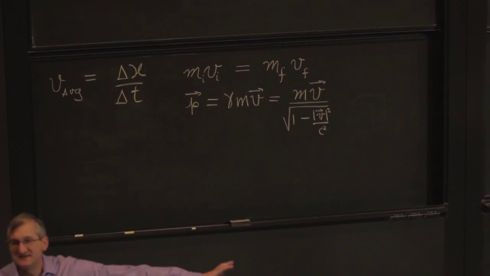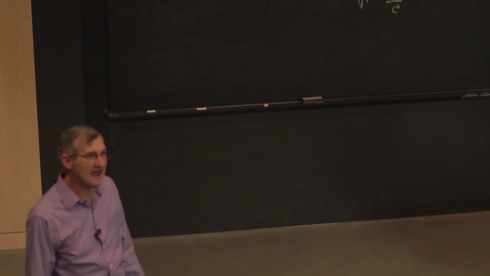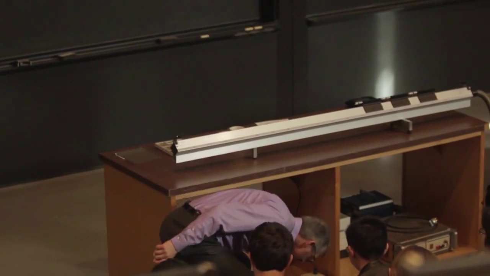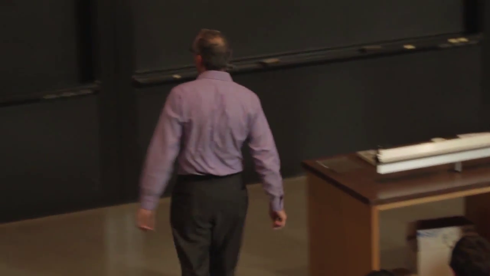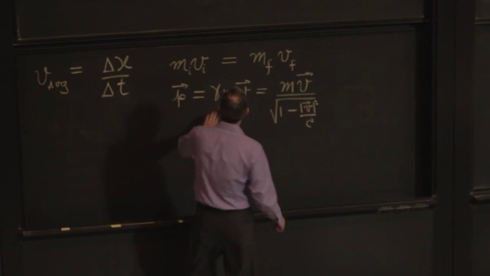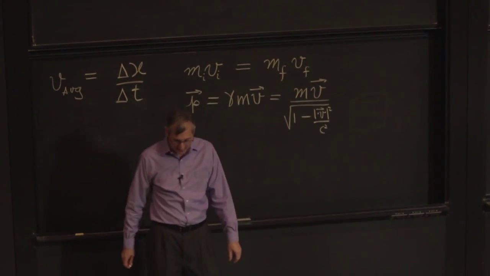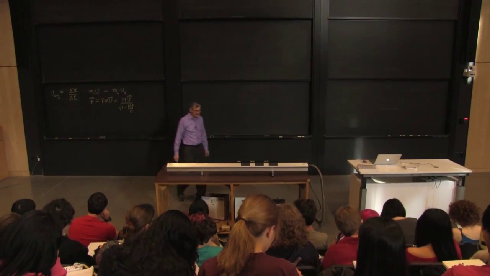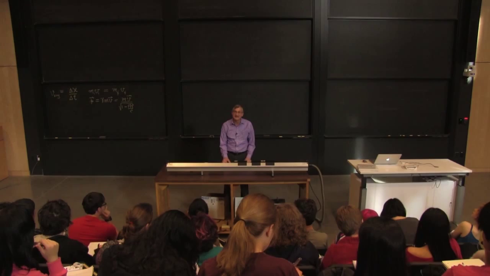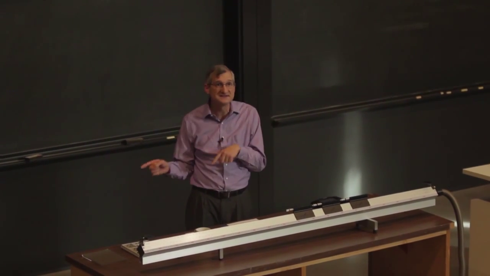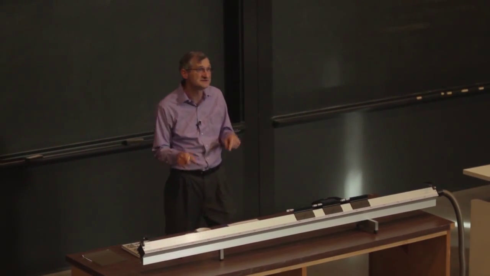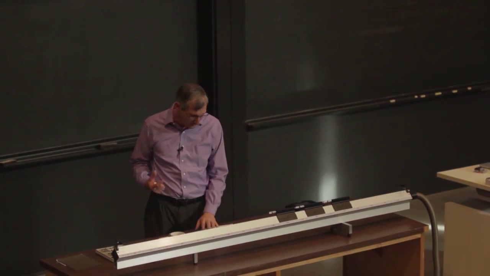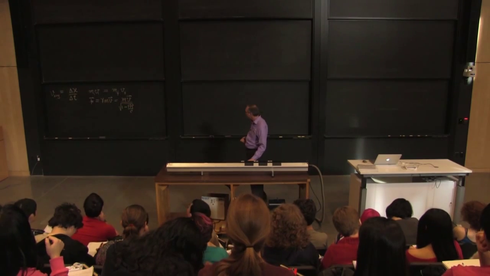And my speeds are so pedestrian here that I don't have to worry about this gamma, this 1 over the square root factor. And so we will take momentum in this course to be, pretty typically, m v. However, on the homework assignment that's due tomorrow, the third problem will ask you to see what kind of a mistake we're making for a particular situation if we ignore special relativity. Okay.